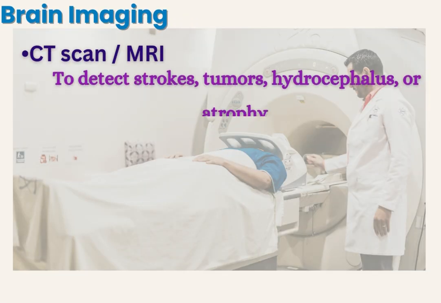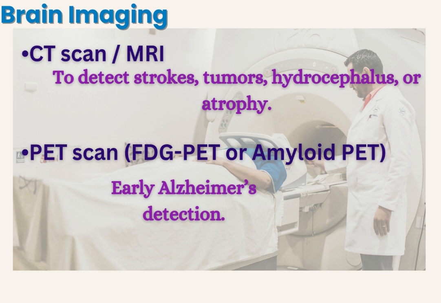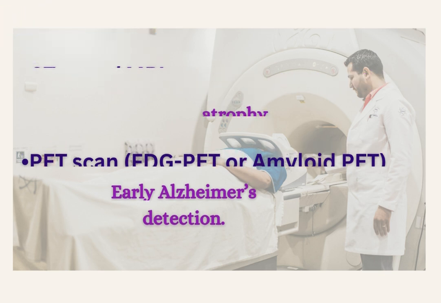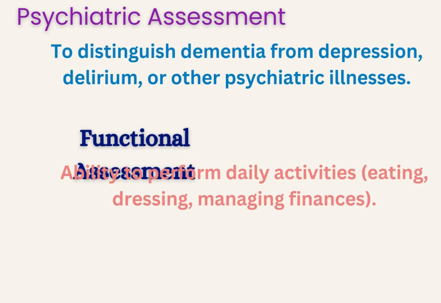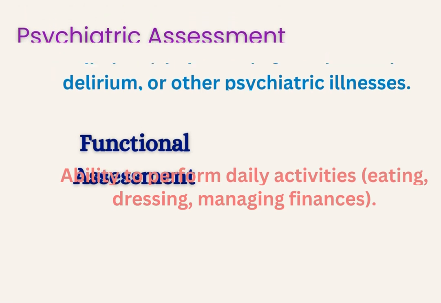Brain imaging, CT scan, MRI, to detect strokes, tumors, hydrocephalus, or atrophy. PET scan, FDG PET or amyloid PET, may be used in specialized centers for early Alzheimer's detection. Psychiatric assessment, to distinguish dementia from depression, delirium, or other psychiatric illnesses. Functional assessment, ability to perform daily activities, eating, dressing, managing finances.